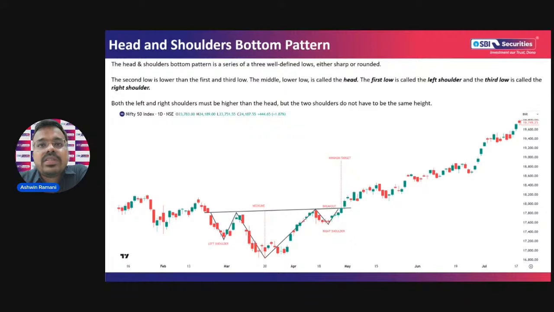If the price moves towards the second head, then also the pattern is valid. I didn't get your question, Sachinji. Can you reframe it again?